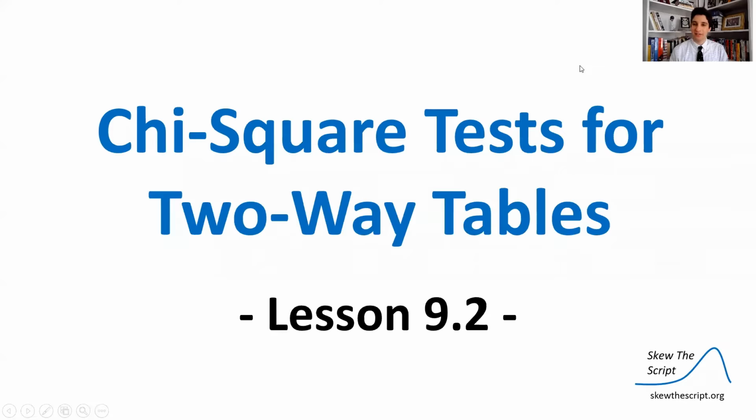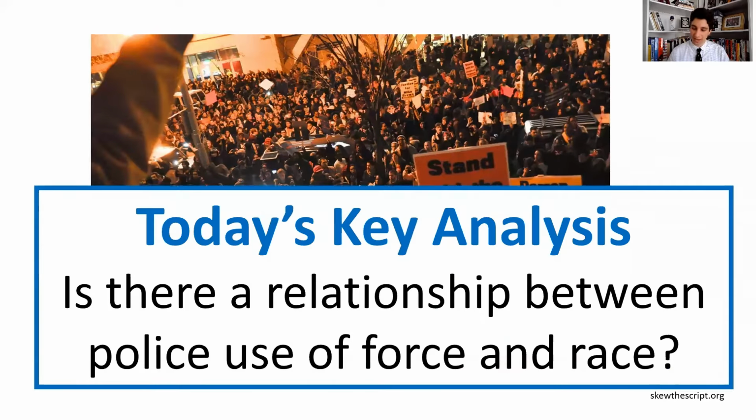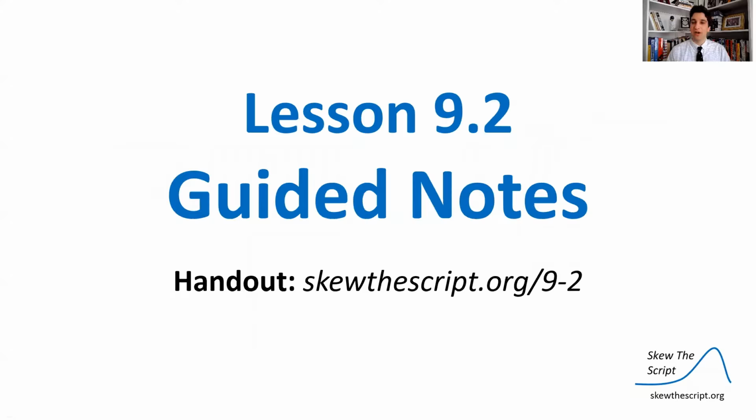Today's lesson is on chi-squared tests for two-way tables. This is lesson 9.2 in our course sequence. Today we'll be looking at the issue of race and policing. This is a very important and a very charged issue, and we're going to be looking at it at a systemic level using data. Specifically, we're going to ask, is there a relationship statistically between police use of force and race?